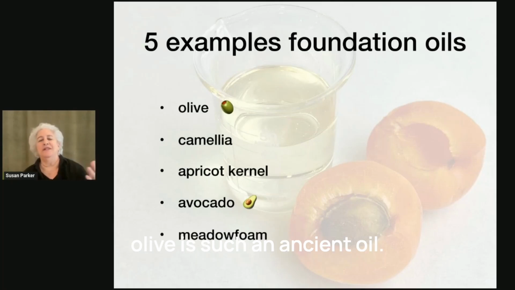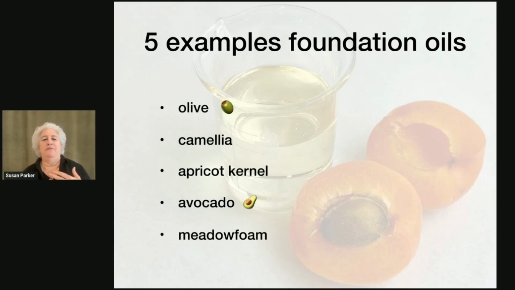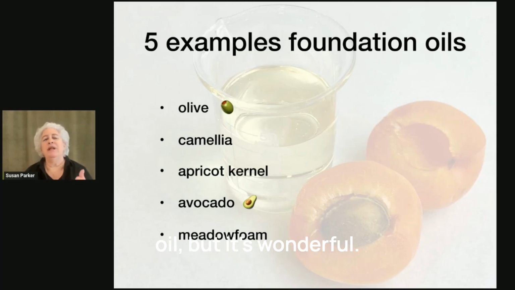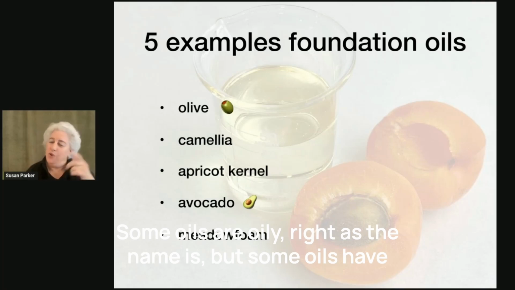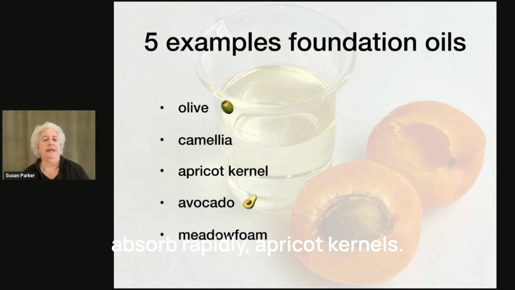So 5 examples of foundation oils are olive. And of course, olive is such an ancient oil. It goes all the way back to Greeks and Romans, even before that. Wonderful healing oil. Camellia oil is a very neutral oil, but it's wonderful. It has a dry feel on the skin. Some oils are oily, right? As the name is, but some oils have quite a dry feeling, and you put it on your skin and it feels like it absorbs rapidly.